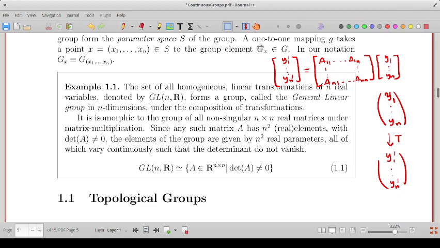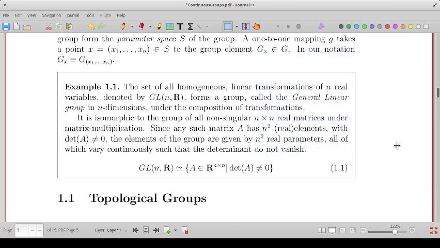So we would say that the set of all homogeneous linear transformations of n real variables, which we denote by GL(n, R), forms a group and is isomorphic to the group of all n by n non-singular matrices under matrix multiplication. So GL(n, R), which is the general linear group involving linear transformations of n real variables, is isomorphic to the set of n by n real matrices with determinant not equal to 0.